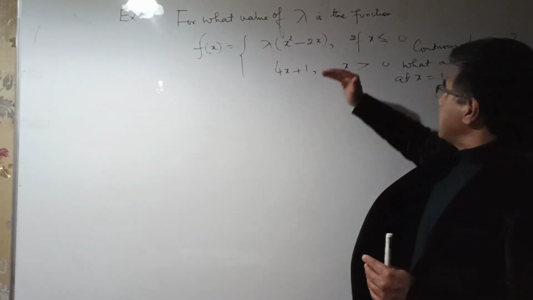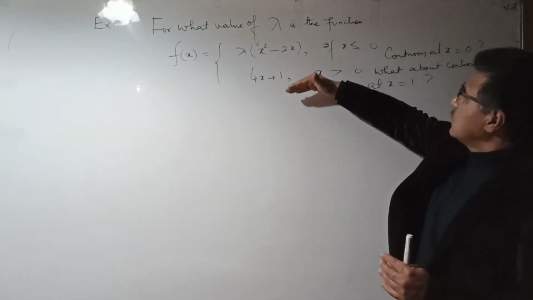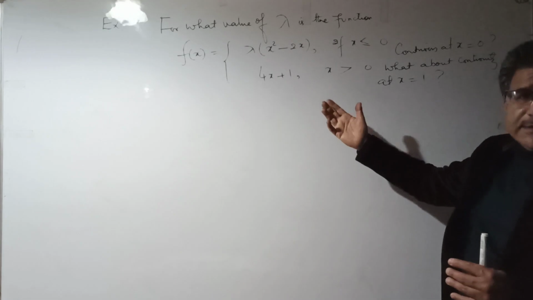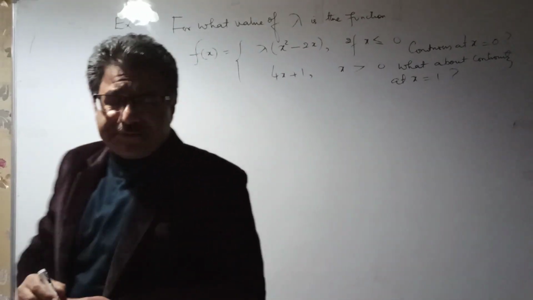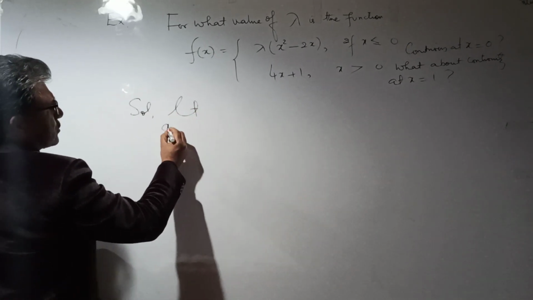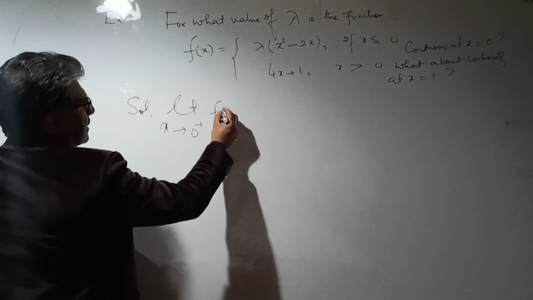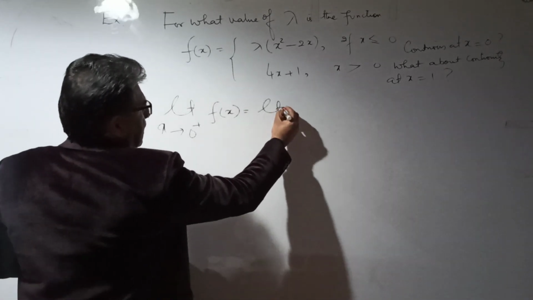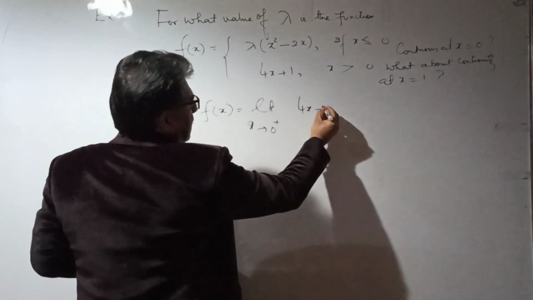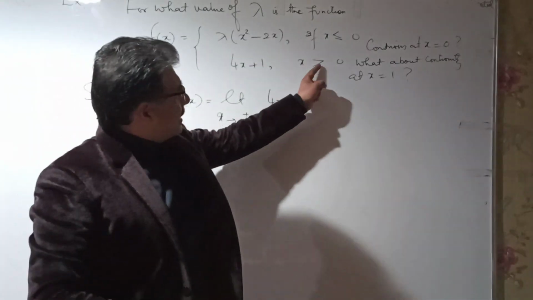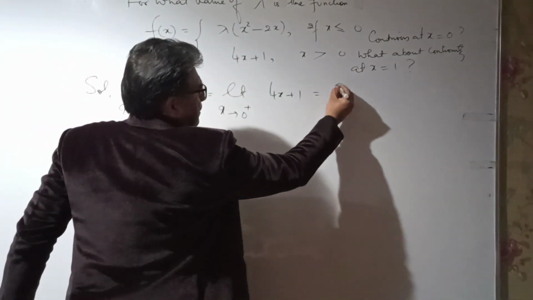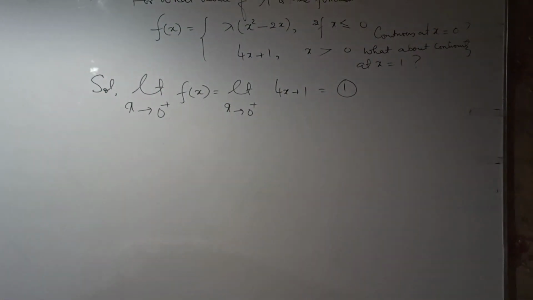But it is again a piecewise function here. It is in two parts. Less than 0 it is different and greater than 0 it is different. So we have to take the two limits. So the solution is limit x tends to 0 positive f(x). When x is greater than 0, it is 4x plus 1. Now you put x equal to 0, it is 1 simply. So one limit is 1.